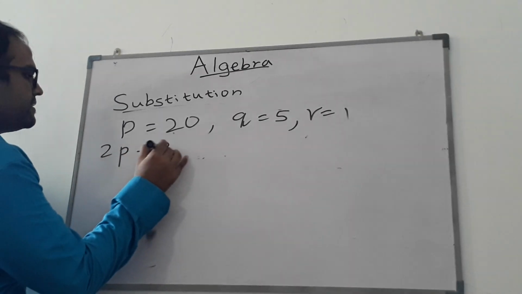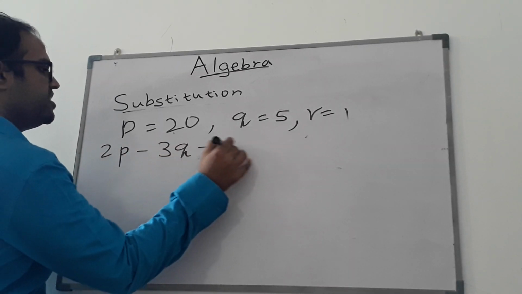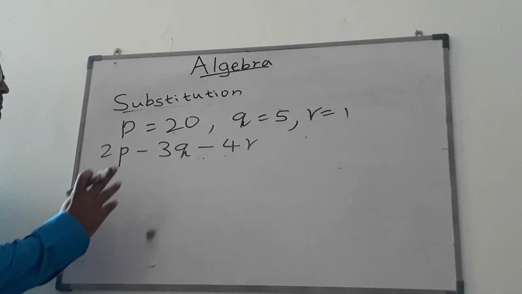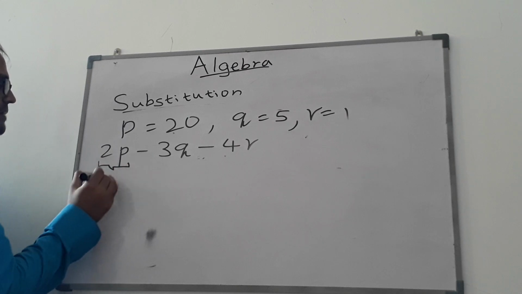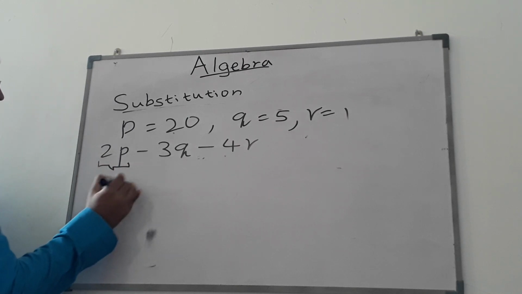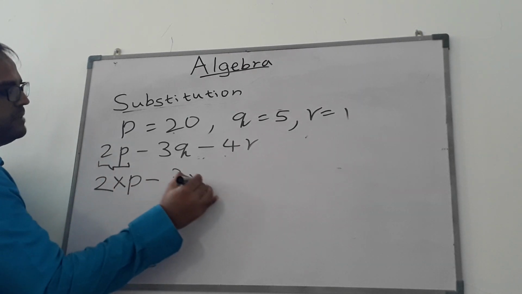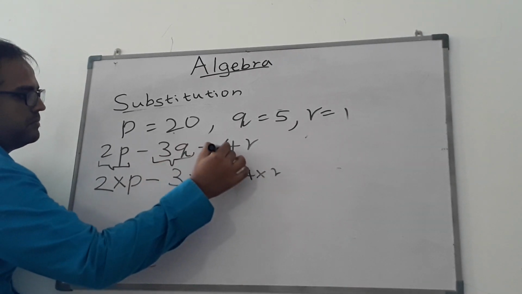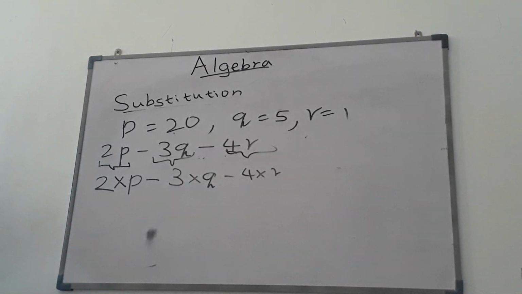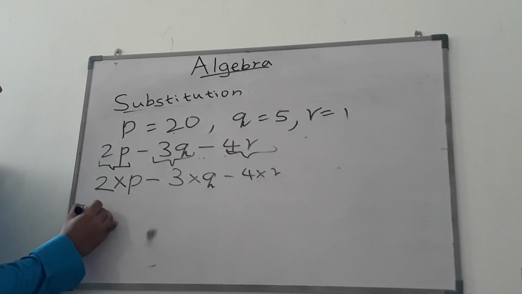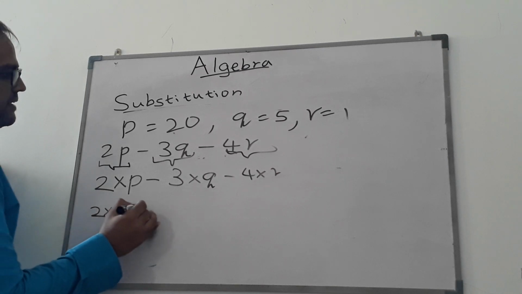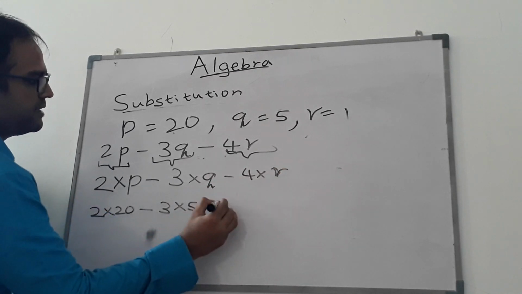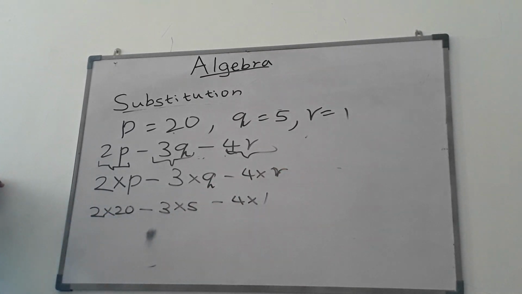2P minus 3Q minus 4R. Again, like the previous example, I am breaking these terms. 2 times P minus 3 times Q minus 4 times R. Now I am substituting the values. 2 times P means 2 times 20. 3 times Q means 3 times 5. 4 times R means 4 times 1.